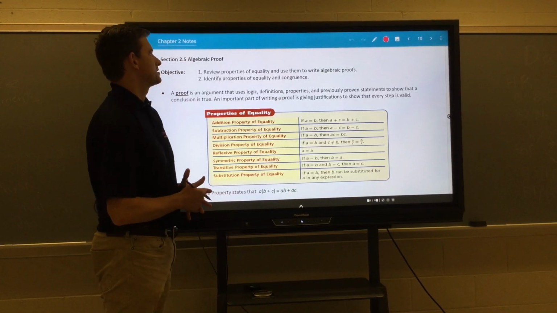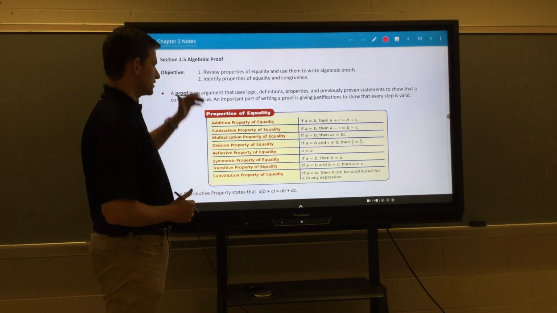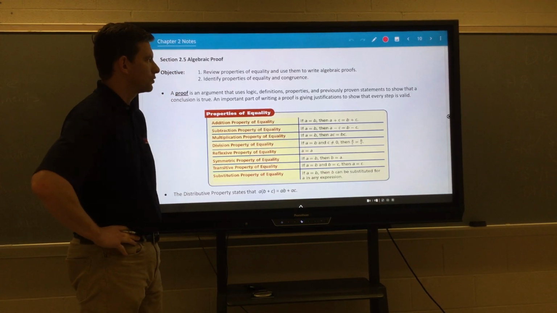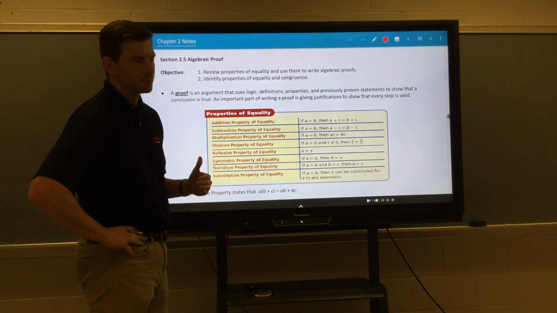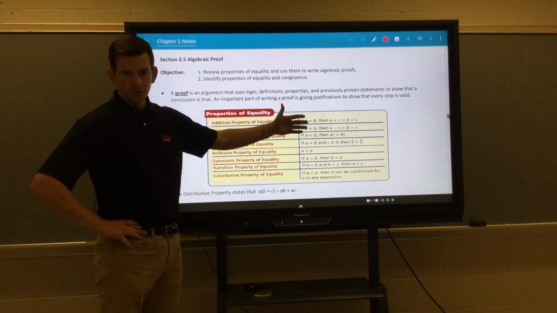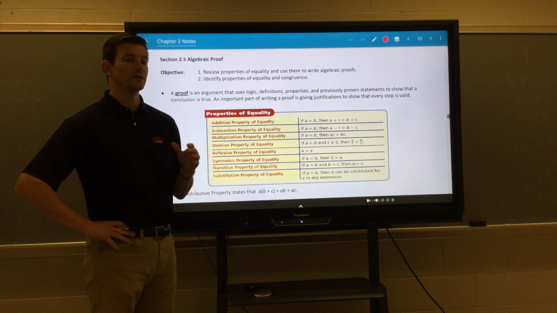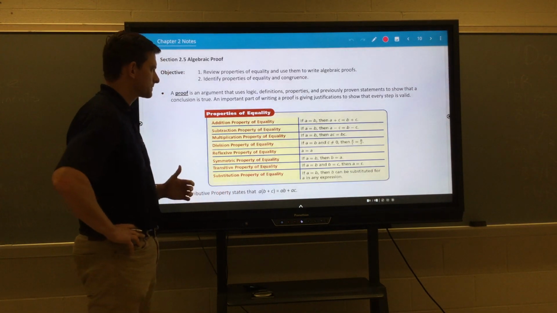Today we're going to look at section 2.5, which is algebraic proof. So you see our targets, looking at these properties of equality and seeing how they help us create these algebraic proofs. Additionally, we're going to be looking at properties of congruence as well, and we're going to see a lot of similarities between these properties of equality and congruence.